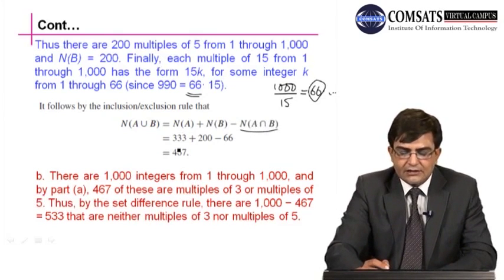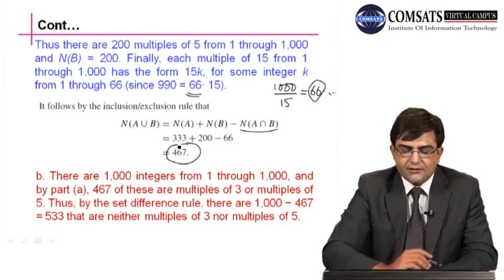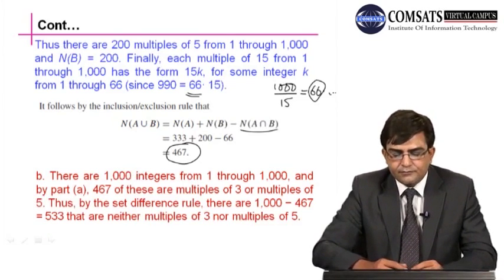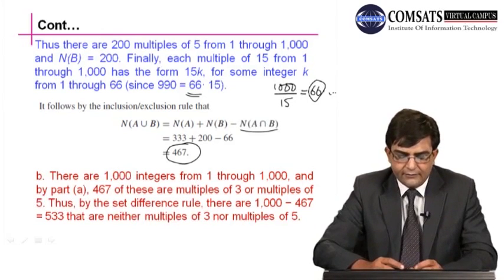The number of elements in A is 333. The number of elements in B is 200. Simplifying this expression, we get 467. So 467 integers from 1 through 1000 are either multiples of 3 or multiples of 5.